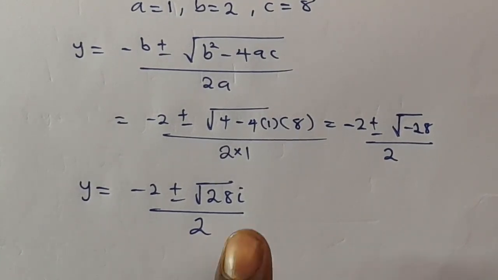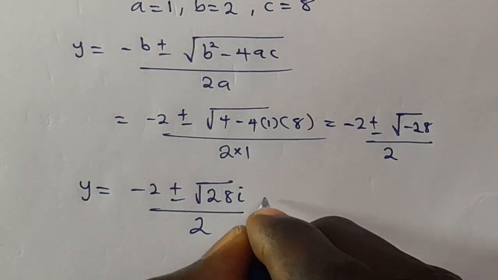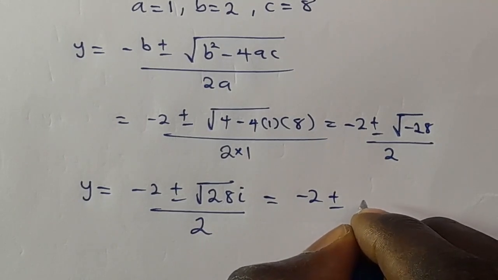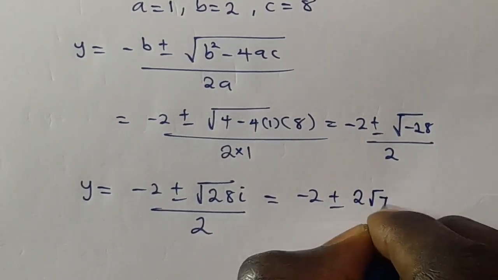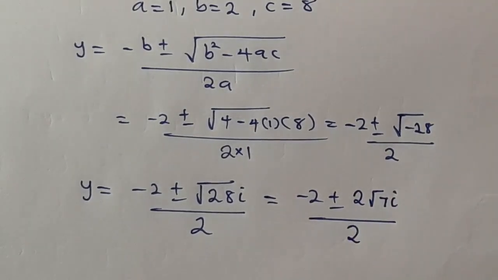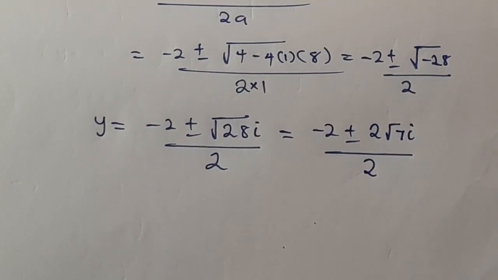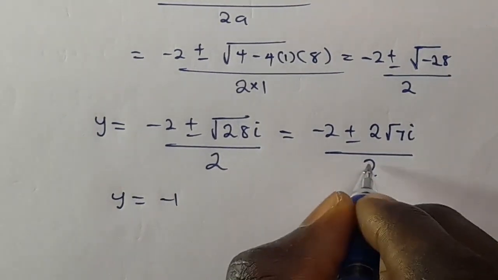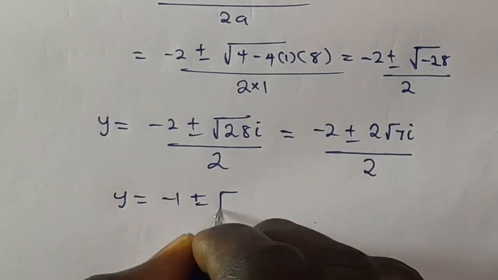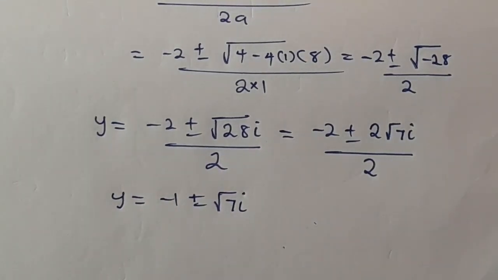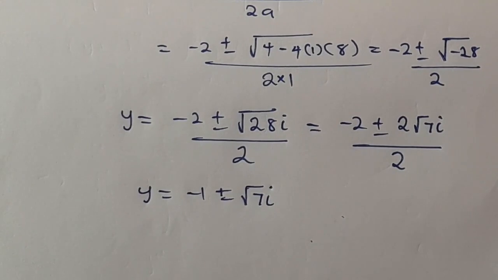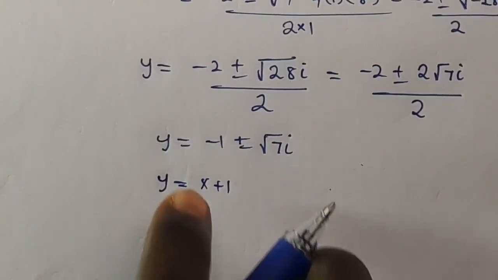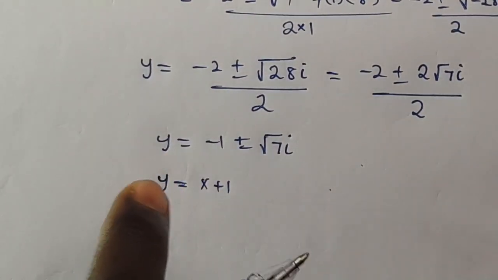Now, when you simplify this square root of 28, we are going to have this to be minus 2, positive or negative, then square root of 2 root 7i, then divided by 2. So from here, obviously, we can have our y to be equals this divided by this, we have to be minus 1. This cancel this, we have to be positive or negative, square root of 7i. And we have to recall that we always have our y to be equals x plus 1. Now, this will be second root and fourth root.